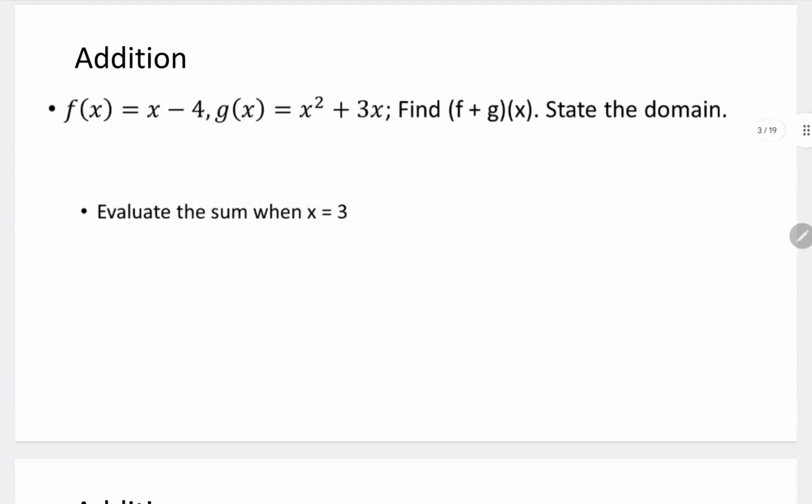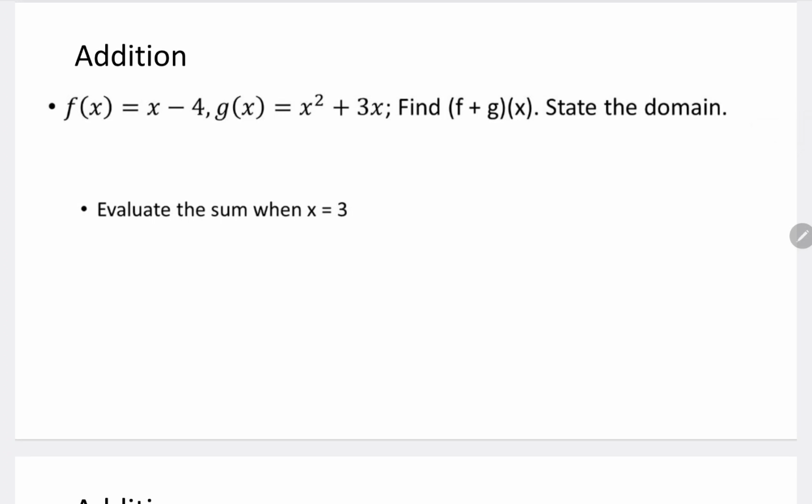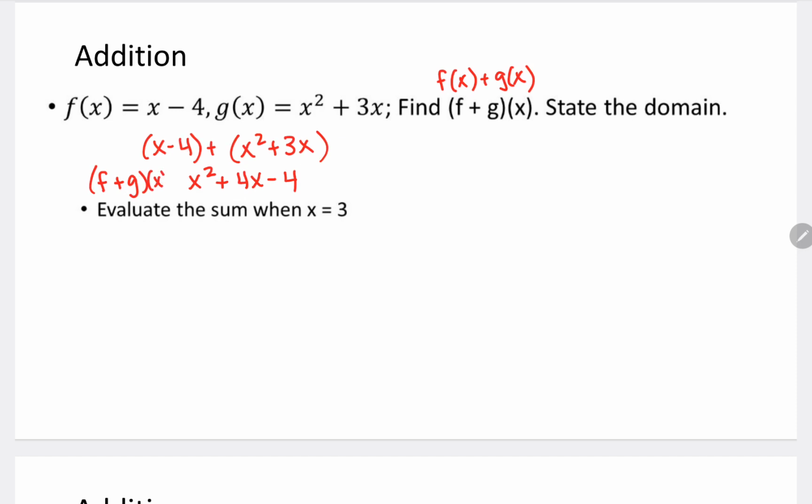So let's start with addition. When we are adding functions, when it says f plus g of x right here, that just means f of x plus g of x. And with addition, order doesn't really matter, but we're going to take f of x, which is x minus 4, plus g of x, which is x squared plus 3x. And when adding things together, you're really just combining like terms. So f plus g of x would be x squared plus 4x minus 4 when we combine all of our like terms together. So that's f plus g of x.